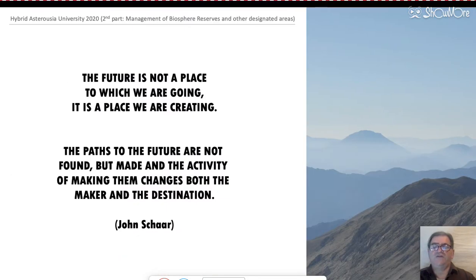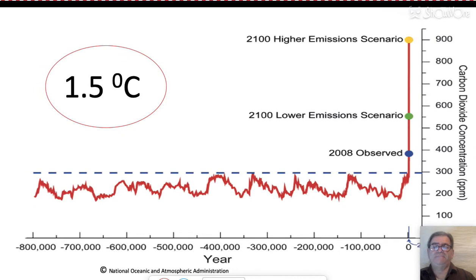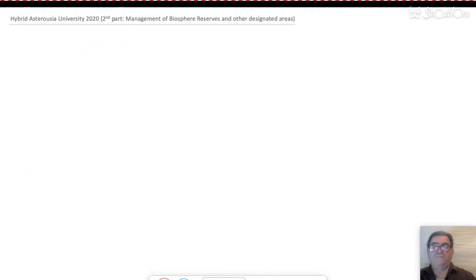I thought this was a great quote to talk about what it is we're doing today. The future is not a place which we are going to, it's a place we are creating. The past and the future are not found, but made, and the activity of making them changes both the maker and the destination, perfect for what we do in biosphere reserves. This is information which makes us focus and realise the need to work together in order to achieve a sustainable future for everyone. So what is social capital?